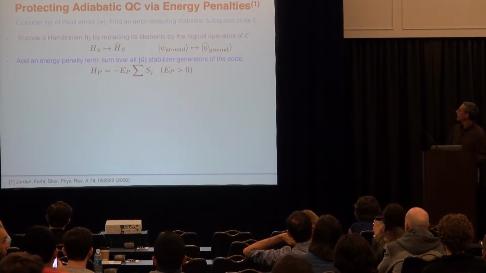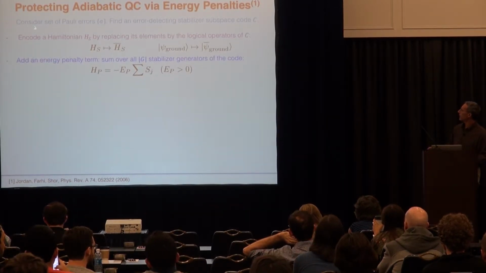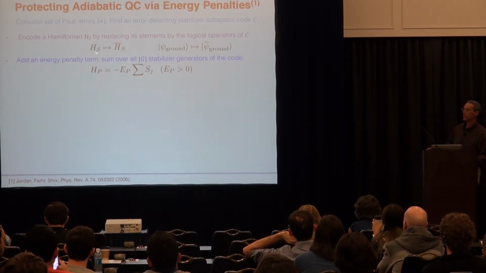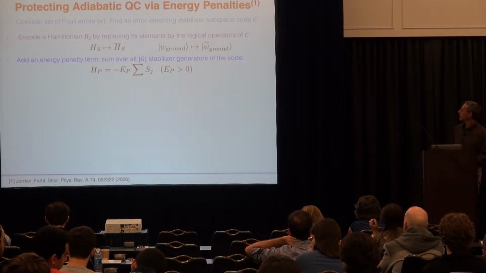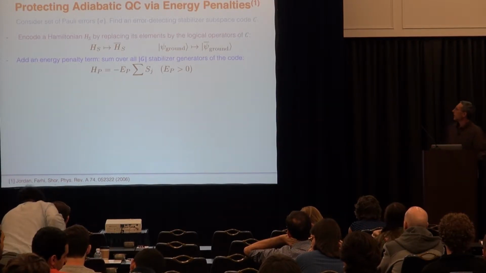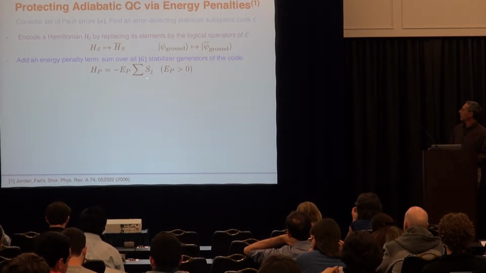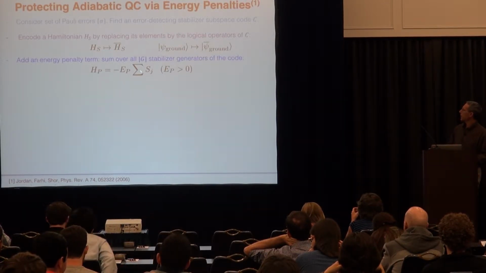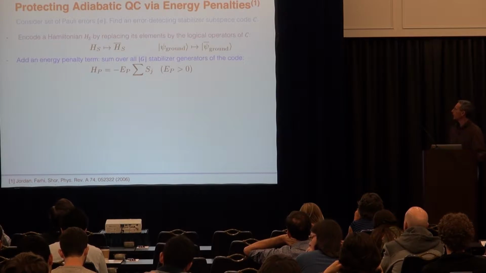So the first step, after we find the code, is to encode the Hamiltonian. This is the computational Hamiltonian that performs the adiabatic quantum computation. We encode it. The ground state becomes the encoded ground state. And then the key step is to add an energy penalty term. So H_P is the energy penalty Hamiltonian, E_P is the strength of this term, and the sum here is over all the stabilizers of this error detecting code. Let's say there are G of them.